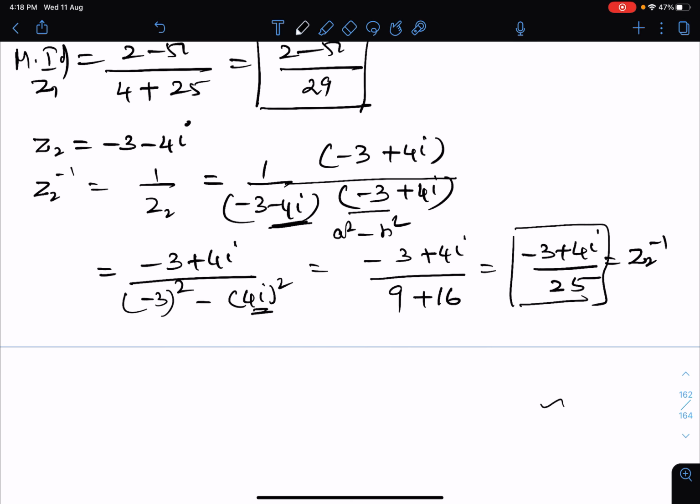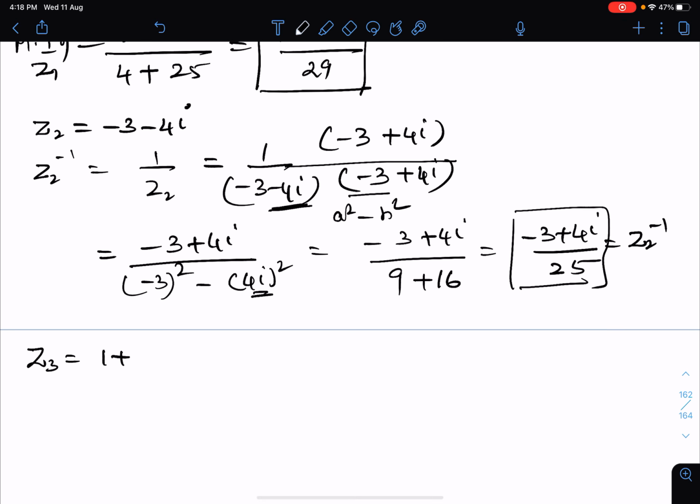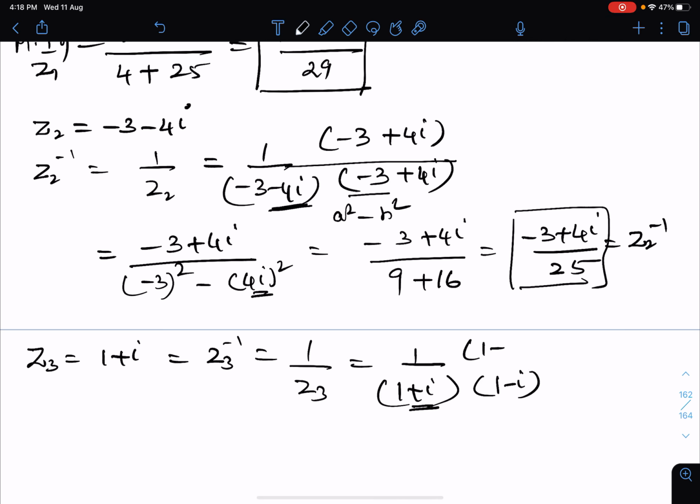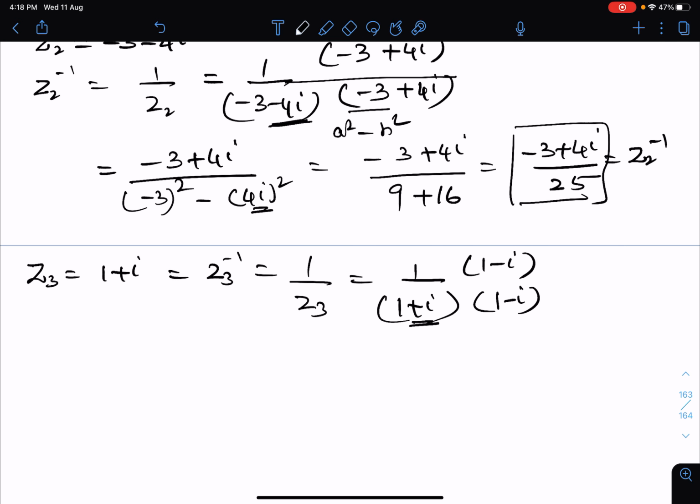Now let us come to our Z3. What is our Z3? 1 plus i. Again Z3 inverse equals 1 by Z3, that is equal to 1 by 1 plus i. So what is the conjugate of this? You are going to change the sign of the i term. So it is going to be 1 minus i. The numerator also you are multiplying by 1 minus i. Then when you combine this, you give it as 1 minus i by.